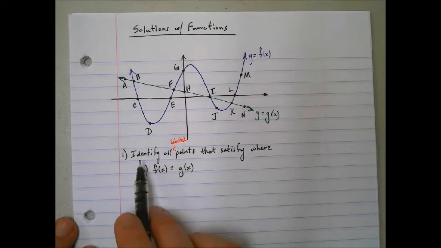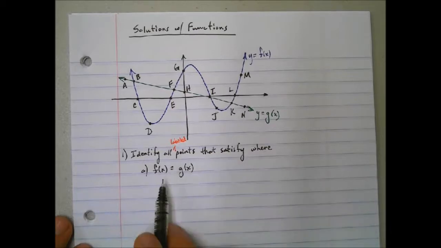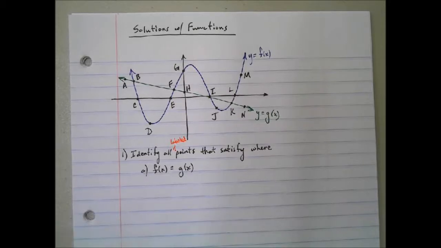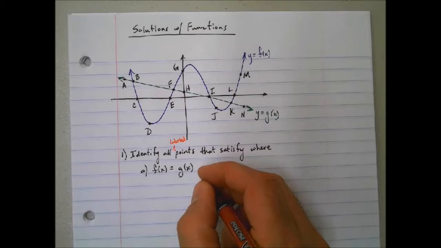So it says identify all points, but really it's identify all labeled points. So identify all points that satisfy where f of x equals g of x. Well, let's think about that for a minute. Where would f of x equal g of x? Well, wherever they have a common meeting point, and they have common meeting points at points of intersection. Okay, so points of intersection then.